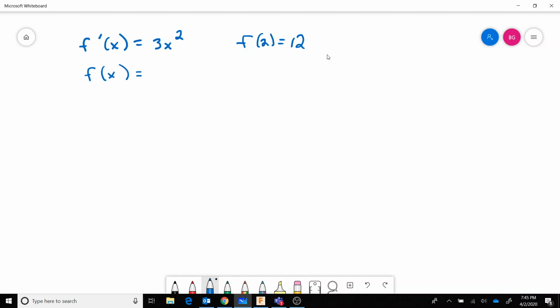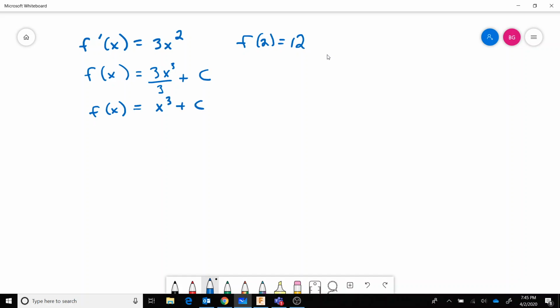And when I take the antiderivative of this right side, let's see, I add 1 to the exponent. So this becomes an x cubed. I need to divide by that exponent, and I need to add c. So we know that f of x equals x cubed plus c.